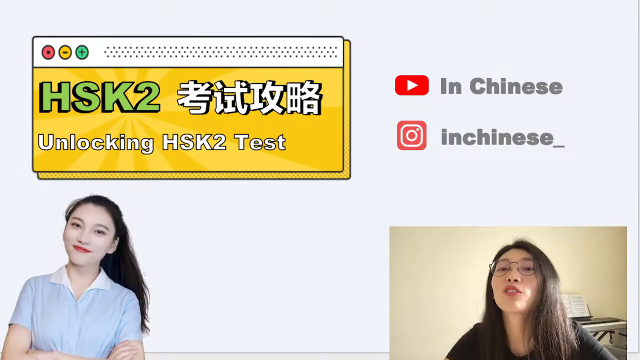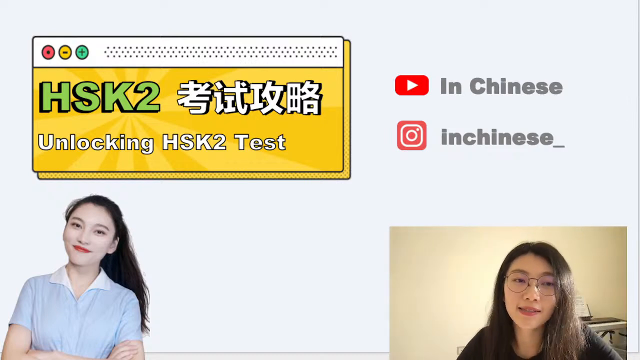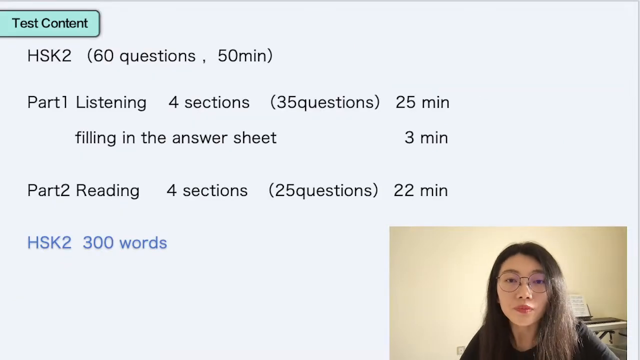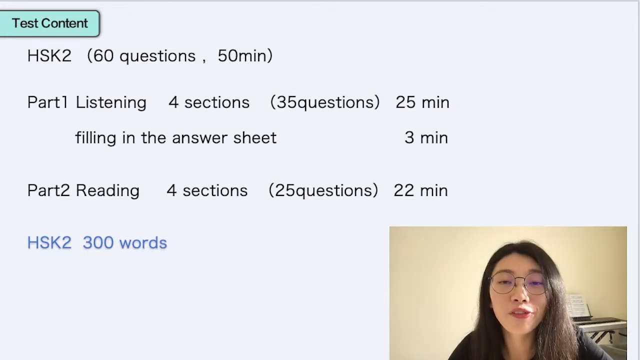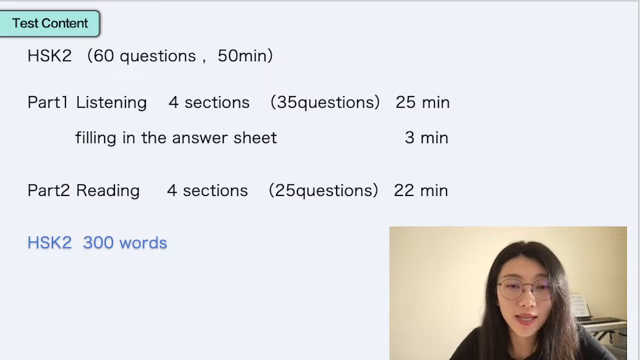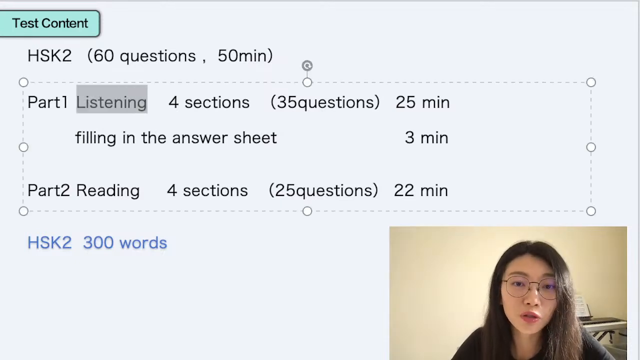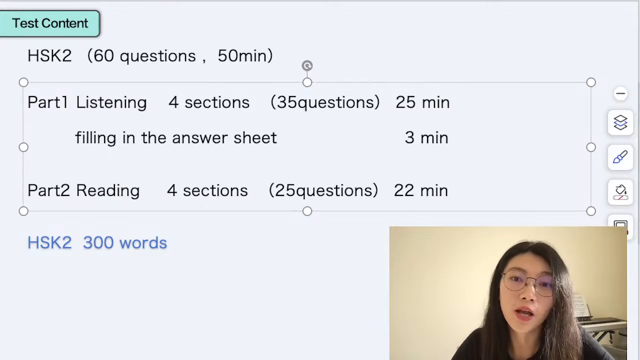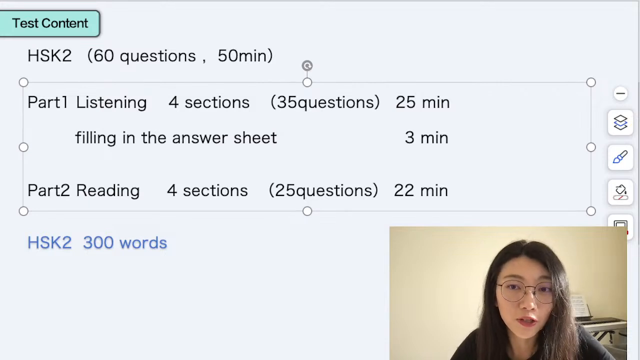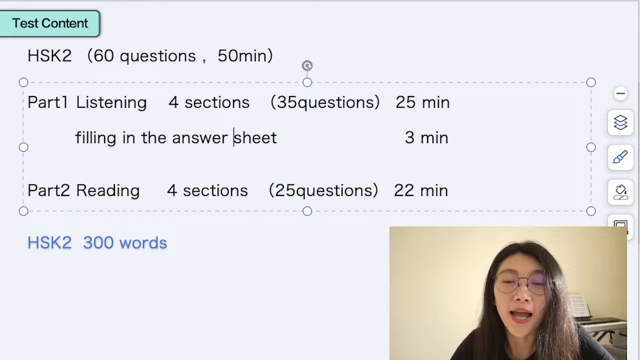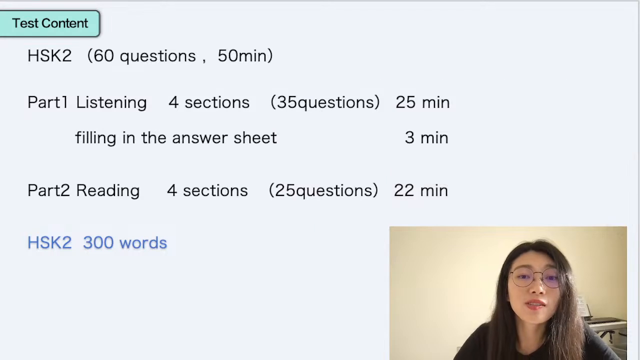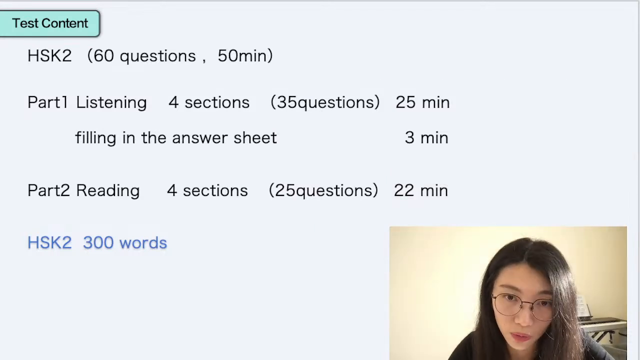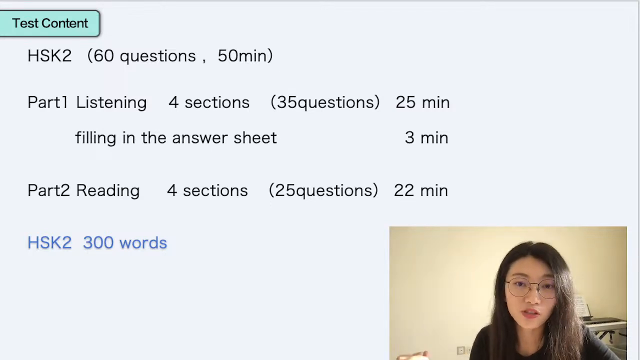Now let's move into HSK2. The HSK2 test is still beginner level, but it has more questions. HSK2 has 60 questions in total, around 50 minutes. Same as before, it has a listening part and a reading part, and 4 sections. The listening part has 35 questions and 25 minutes in total. You can still fill in the answer sheet within 3 minutes. The reading part has 25 questions in total and 22 minutes. And HSK2 has 300 words in total, double HSK1.